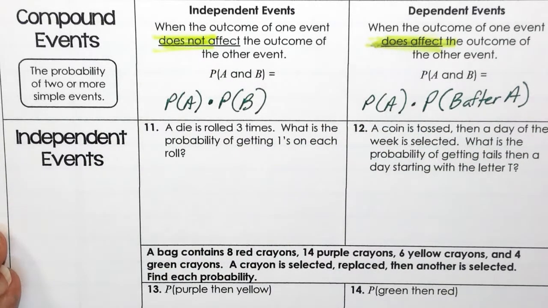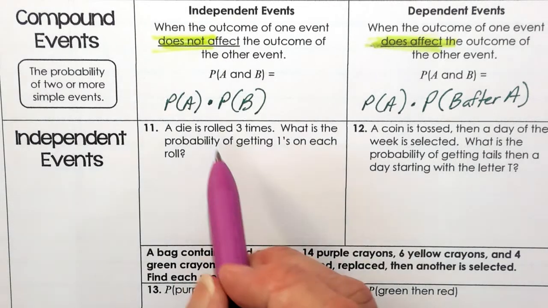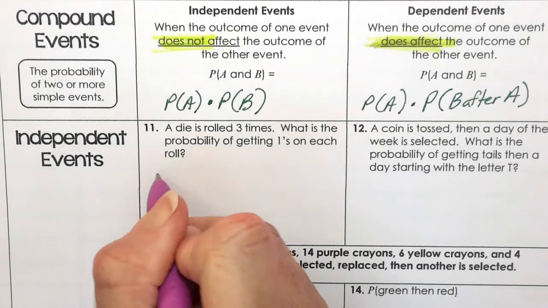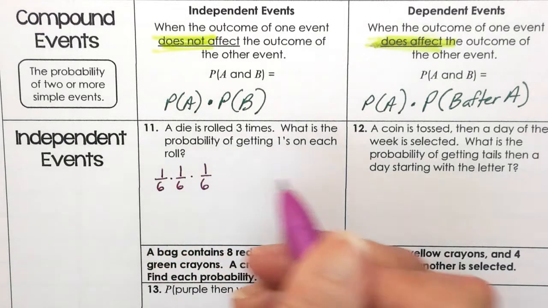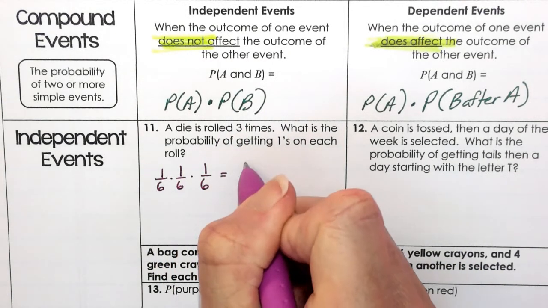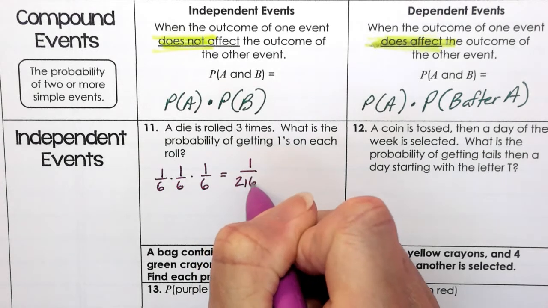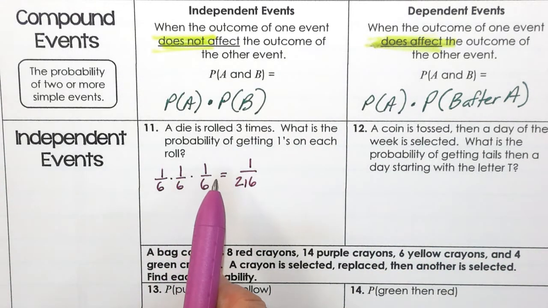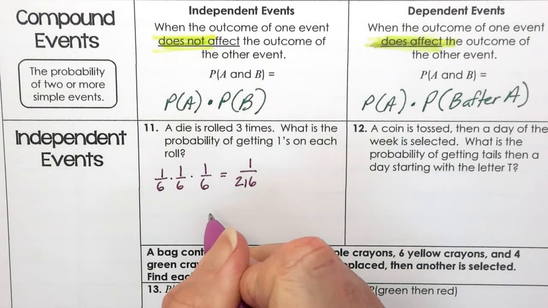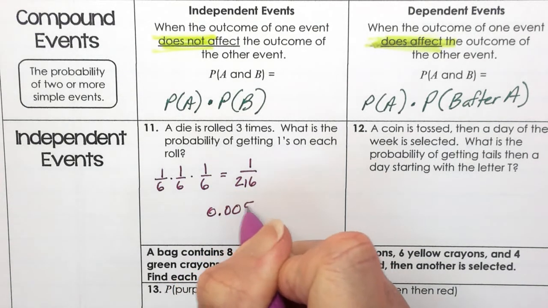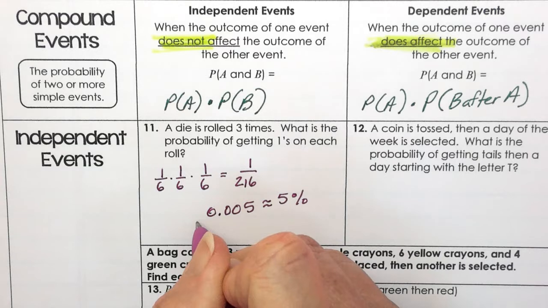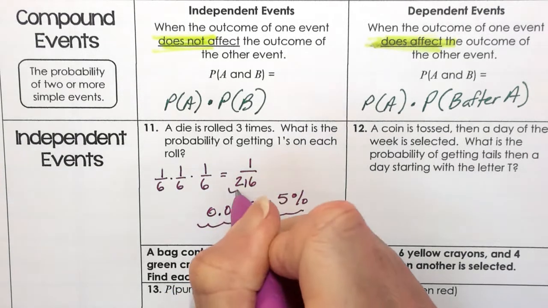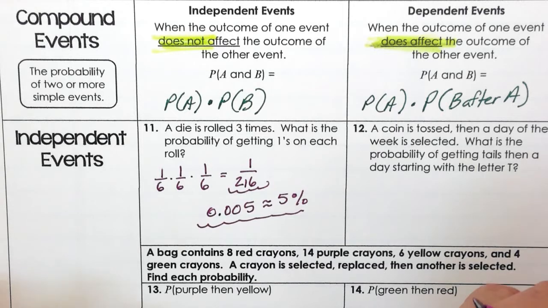So for independent events, our first example is about a die. It's being rolled 3 times, and what's the probability of getting 1s on each roll? So you have a 1 in 6 chance the first time, a 1 in 6 chance the second time, and a 1 in 6 chance the third time. You multiply everything together, and you say there's 1 out of 216 chance of rolling a 1 three times in a row. You change that fraction to a decimal, and it is 0.005. When you multiply times 100, that is a 5% chance. So your answer is depending on if you want fraction, decimal, or percentage.